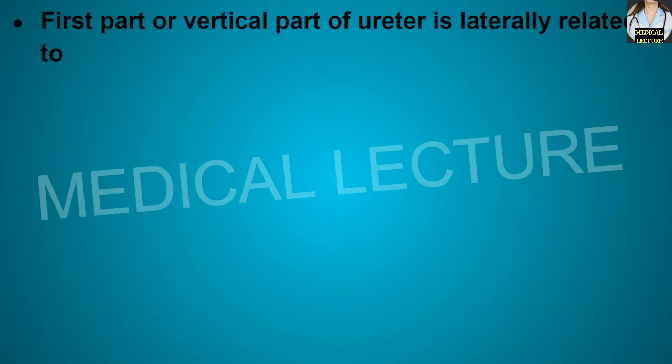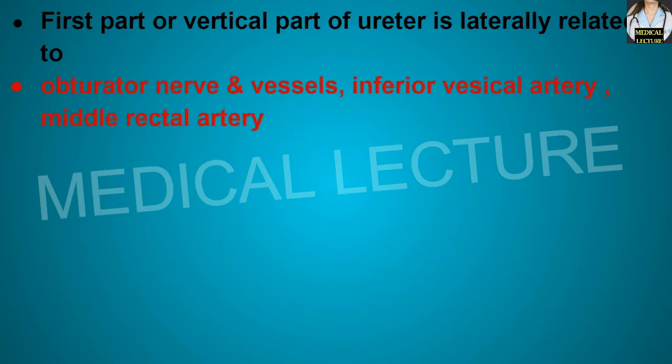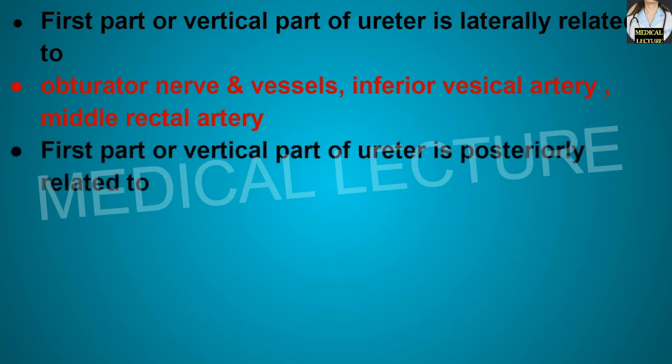First part or the vertical part of the ureter is laterally related to which structures? Obturator nerve and vessels, inferior vesical artery and the middle rectal artery. First part or the vertical part of the ureter is posteriorly related to which structures? To the sacroiliac joint, lumbosacral trunk and the internal iliac vessels.